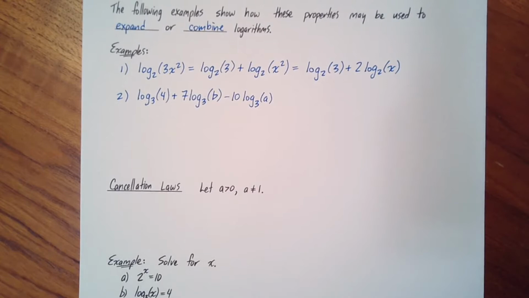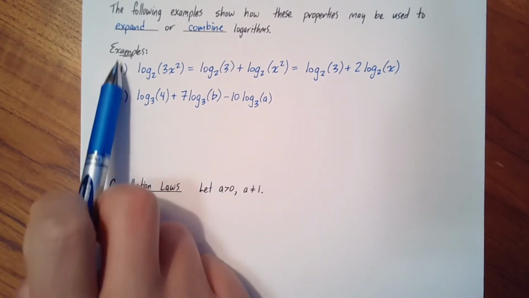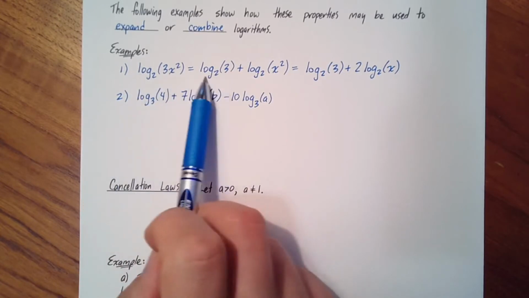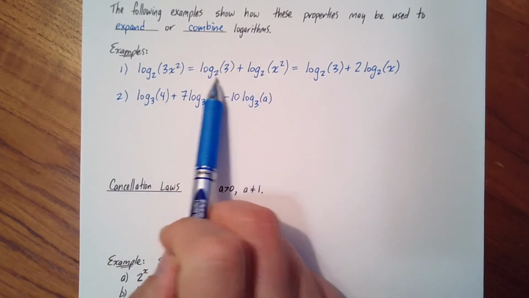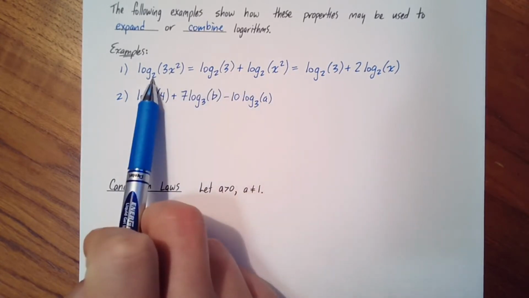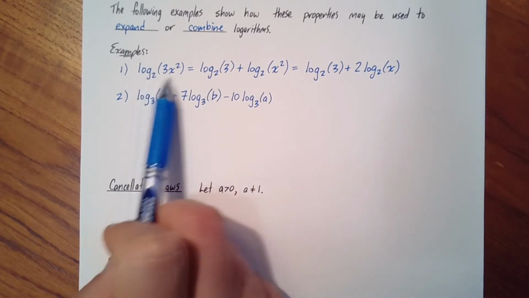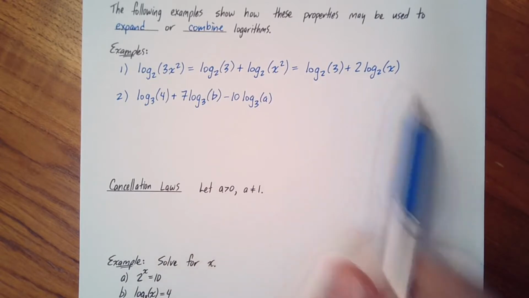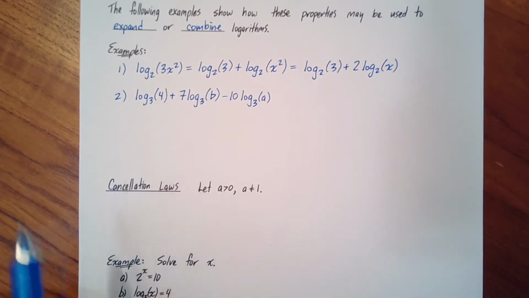Actually, one last thing I forgot to mention. For the first example, log base 2 of 3x squared, it's very important that when we expand this into two separate logs, both of the bases match the base that we started with. If I break this log up, all the smaller logs are going to have a base of 2 as well. That's important, and it's going to be important too when we're going in the other direction.